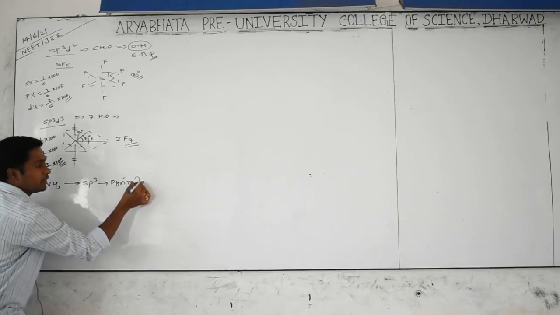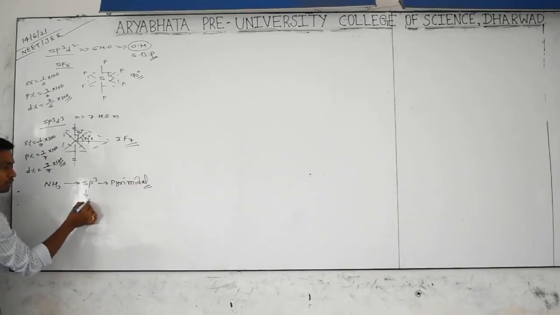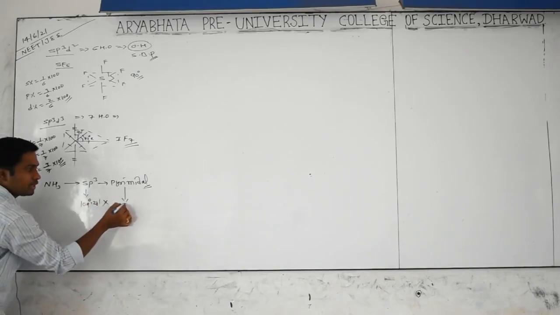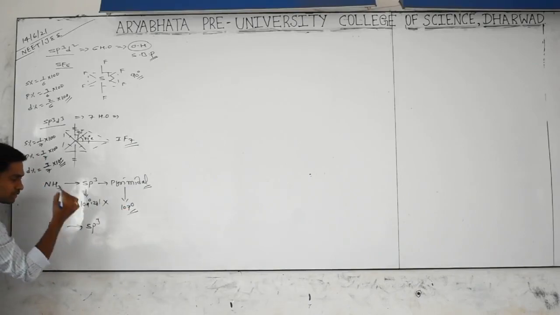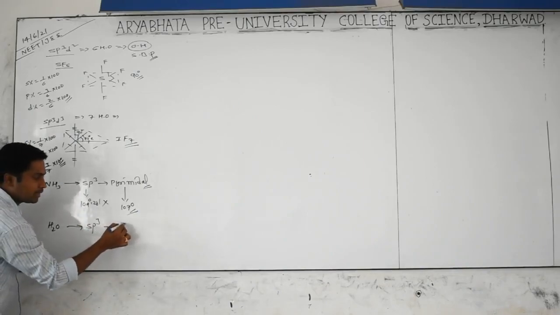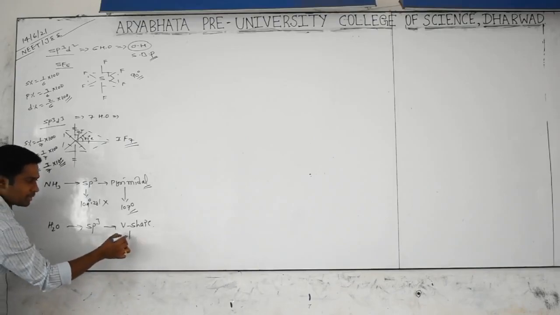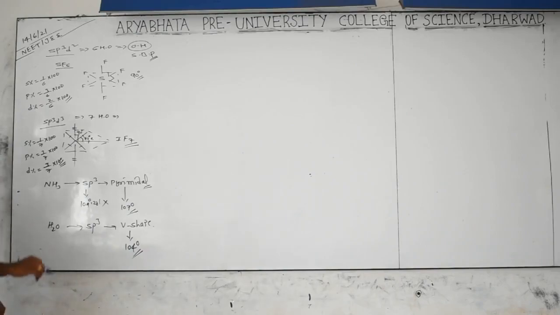Pyramidal in shape. sp3 hybridization should actually give 109 degrees 28 minutes, but it has only 107 degrees. Like that, H2O is also involved in sp3 hybridization, but it has a V shape, angular shape or bent shape. The angle will be around 104 degrees. Why do these deviations come?